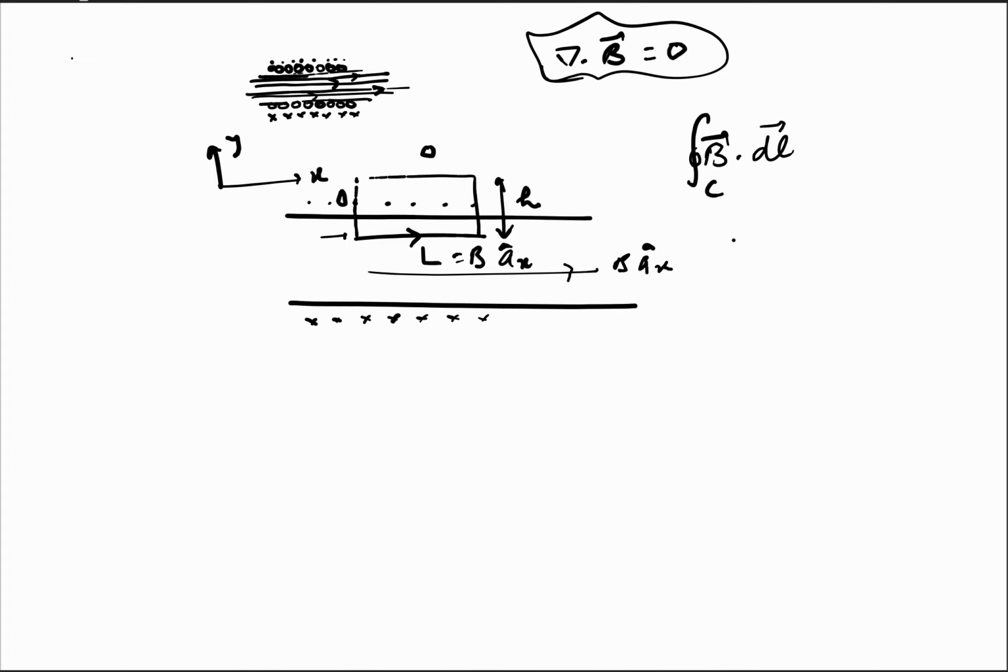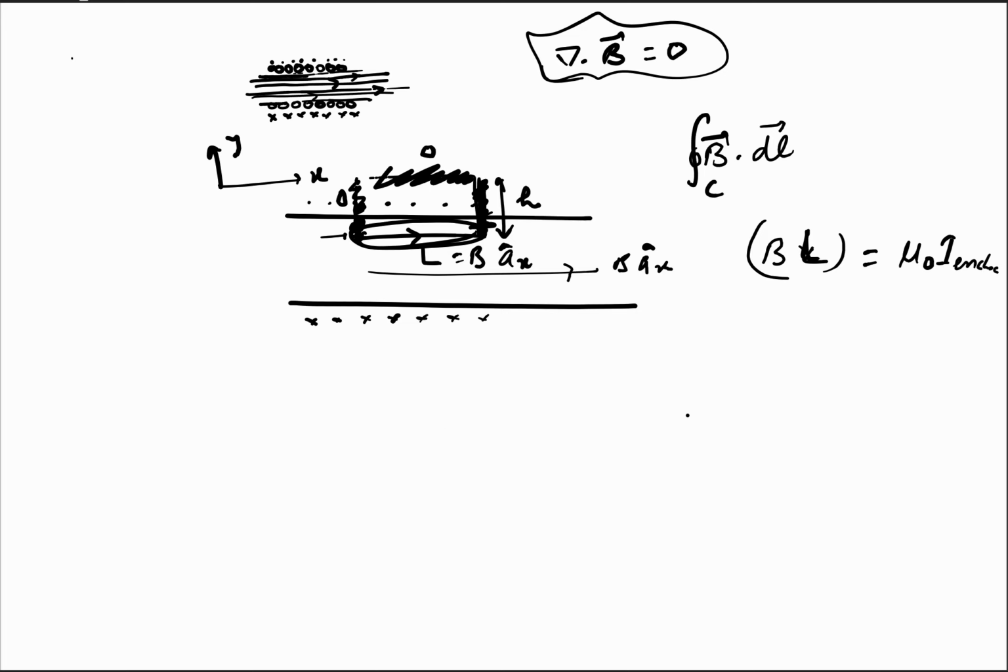So the only term surviving from this whole thing is B into L, because for this side dl will be perpendicular to B, so it will be 0. Here already B is 0, so it will be 0. And here dl and B are perpendicular, so it is 0. So the only contribution will be from this. So this will be equal to the total current enclosed.